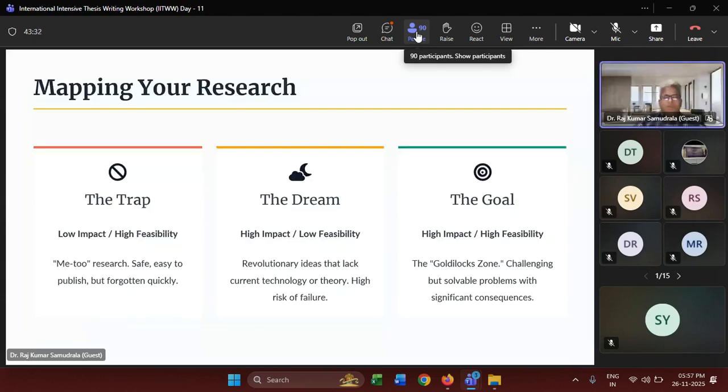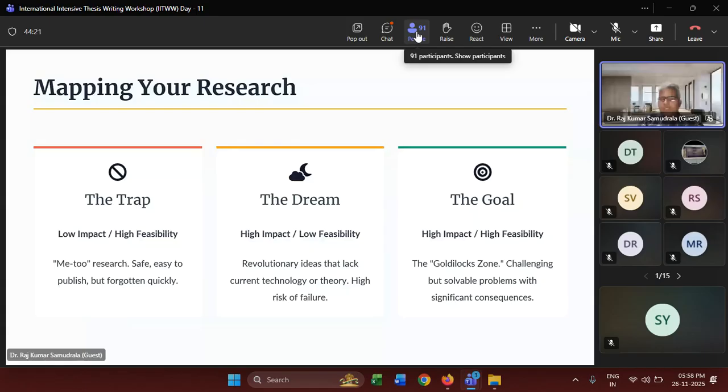Okay, how to map your research? Whatever problem you have chosen, we have to identify and classify it. In what type of category will that problem fall? Either it may be a trap or a dream or a goal. How can we assess? The trap means whatever we are choosing has low impact and high feasibility. Low impact means if you complete the task, the impact on society may be very less, but we can complete the task very fast, simply.